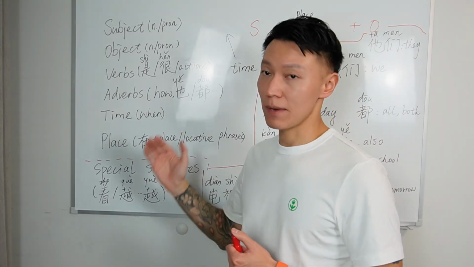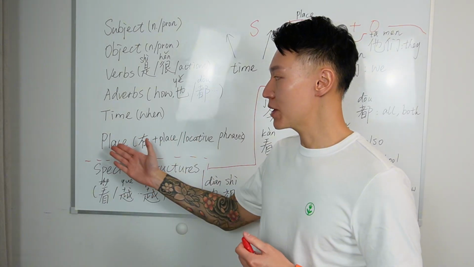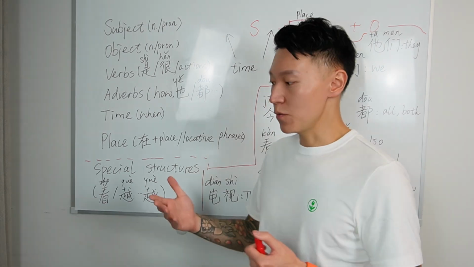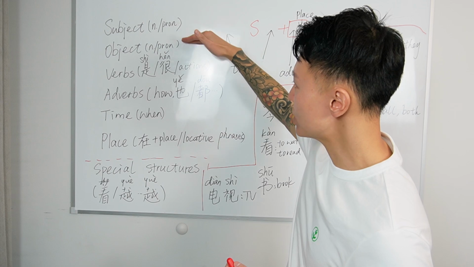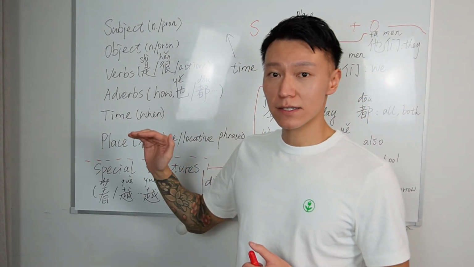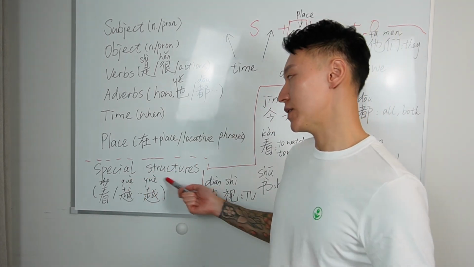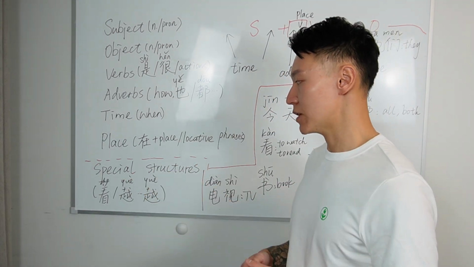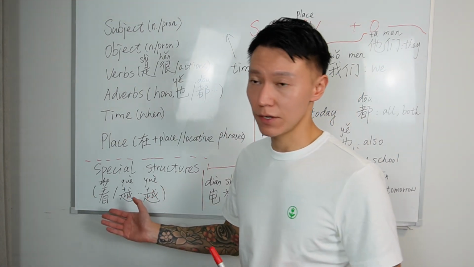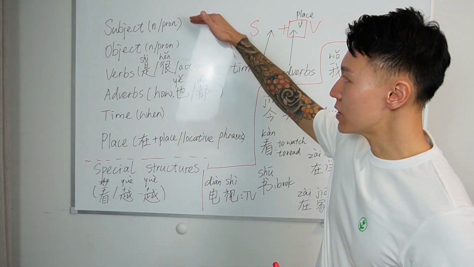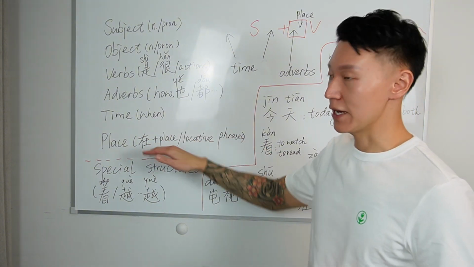And then we have time element, or you can also say it's when something happens. And then we can also find a place element, which means where something happens. Alright? So you can see here we have 1, 2, 3, 4, 5, 6 very basic elements of a sentence. In Chinese, we have some special structures, but that's not today's point, so I'm not going to elaborate it here. Alright, so we have subject, object, verbs, adverbs, time, and place.